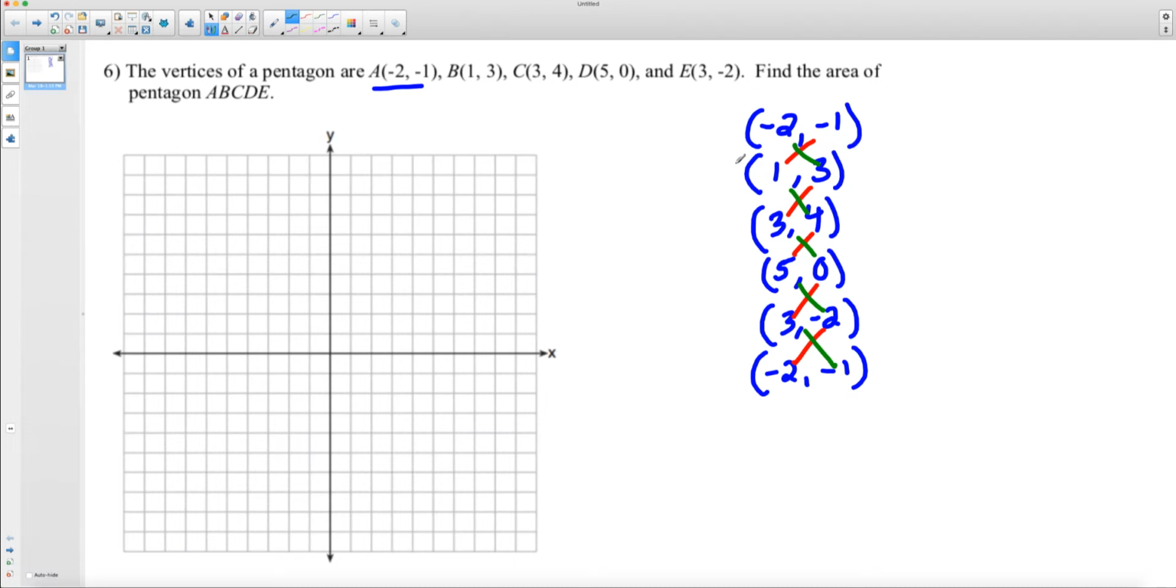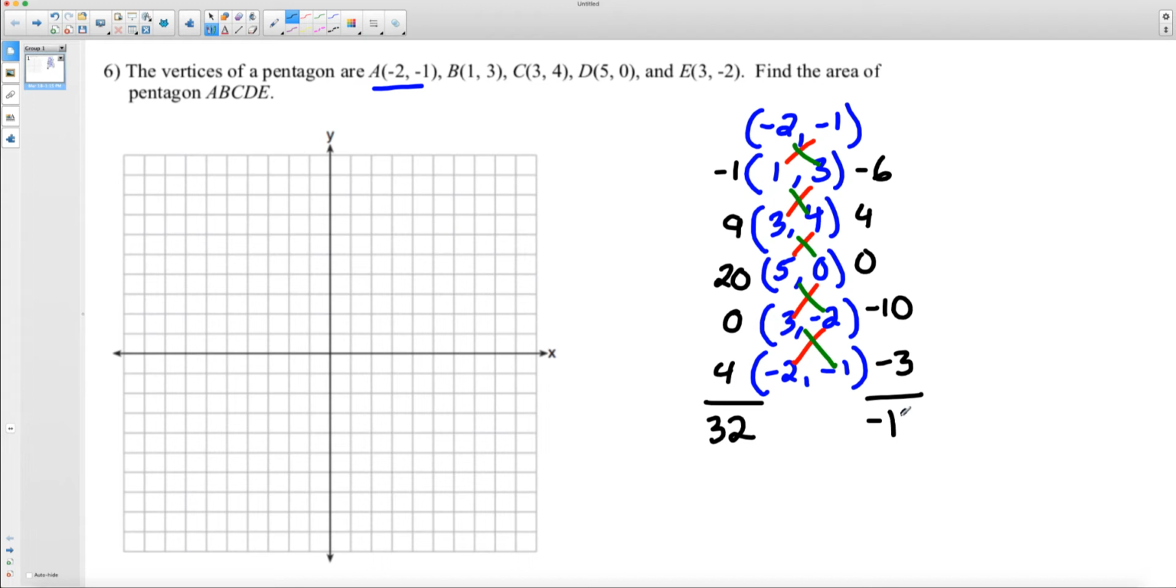So if we multiply, -1 times 1 is -1, this is 9, 4 times 5 is 20, 0 times 3 is 0, -2 times -2 is 4, -2 times 3 is -6, 4, 0, -10, and -3. Okay, now we're going to add our columns. When we add that, we get 32. When we add -6, -10, -3, and 4, we get -15.